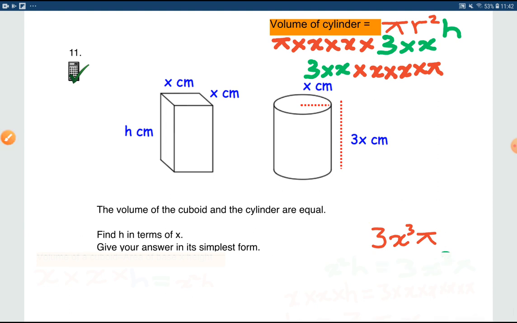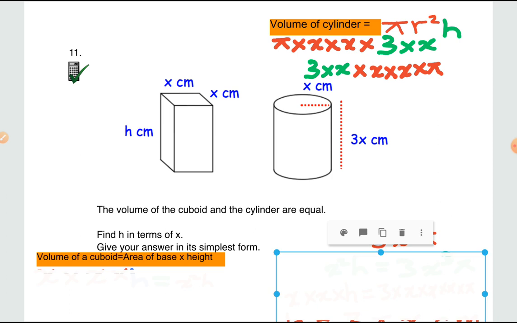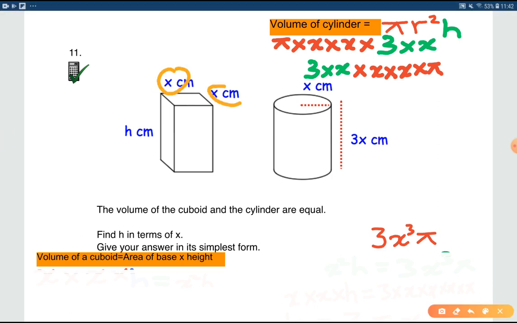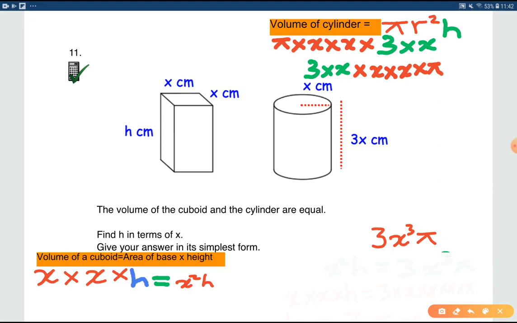We're now going to focus on the cuboid. So we have to remember, how do you work out the volume of a cuboid? Well, the volume of a cuboid is just the area of the base times the height. So the area of the base will be x times x, which is a square, and then we're going to times it by the height, which is there. As you can see, the x times x I've written there, and then times it by the height. Now x times x can just be written as x squared times h.